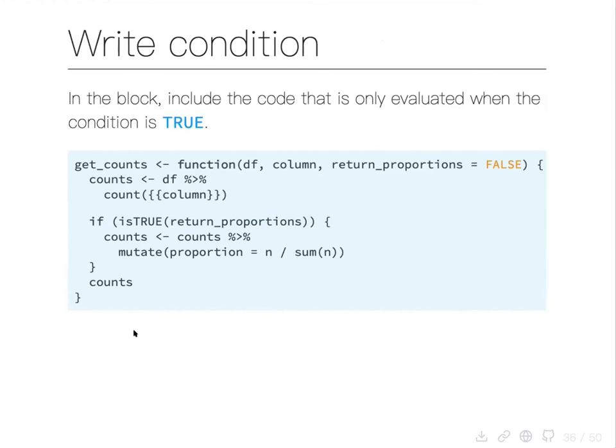Okay, now I'm going to actually include the code within that block that I want it to evaluate if that condition is true. So here I'm defining the thing called counts, and then if return proportions is true, then I'm going to mutate and create a new column called proportion, which is just going to be the n divided by the sum of n. Okay, and then I'm going to return counts.